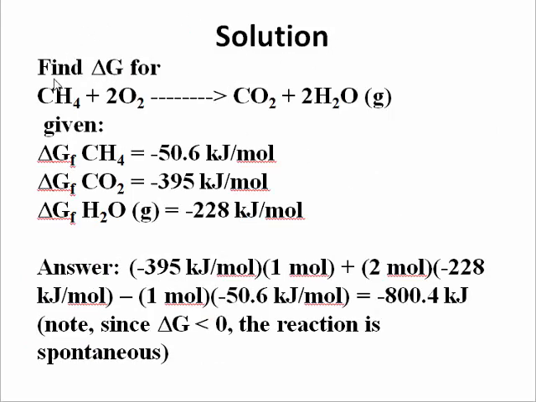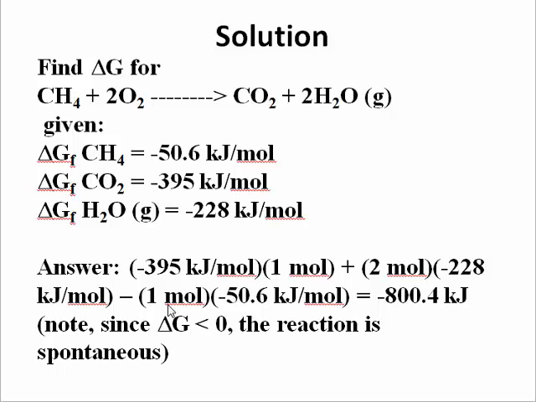Alright, let's look at our solution. Find delta G for the combustion of methane or natural gas, given these delta G's. All that happened, we take delta G of formation for 1 mole of carbon dioxide, negative 395 kilojoules per mole times 1 mole. Add that to 2 moles of water times delta G for water, which is negative 228 kilojoules per mole in the gas phase.